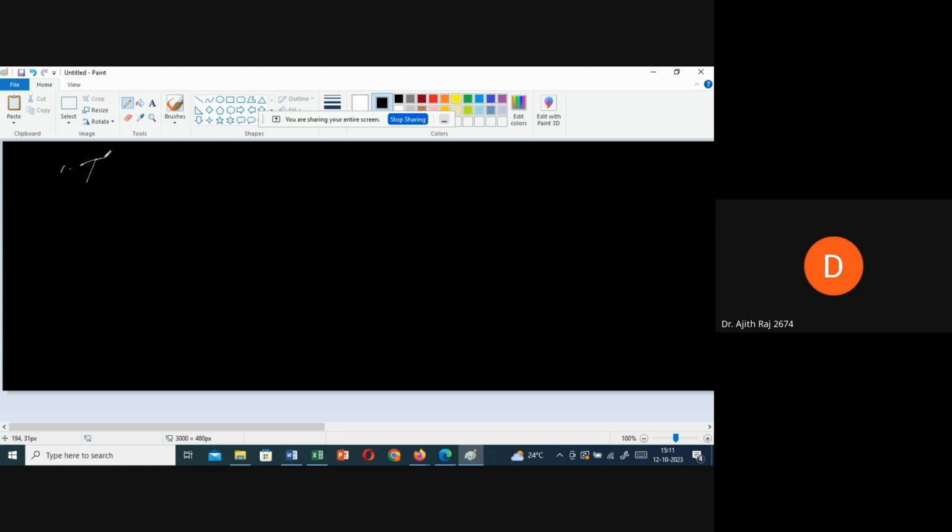Hohmann interplanetary transfer. We will see how this is executed briefly in today's session. Later we will continue with some calculations in the upcoming sessions.